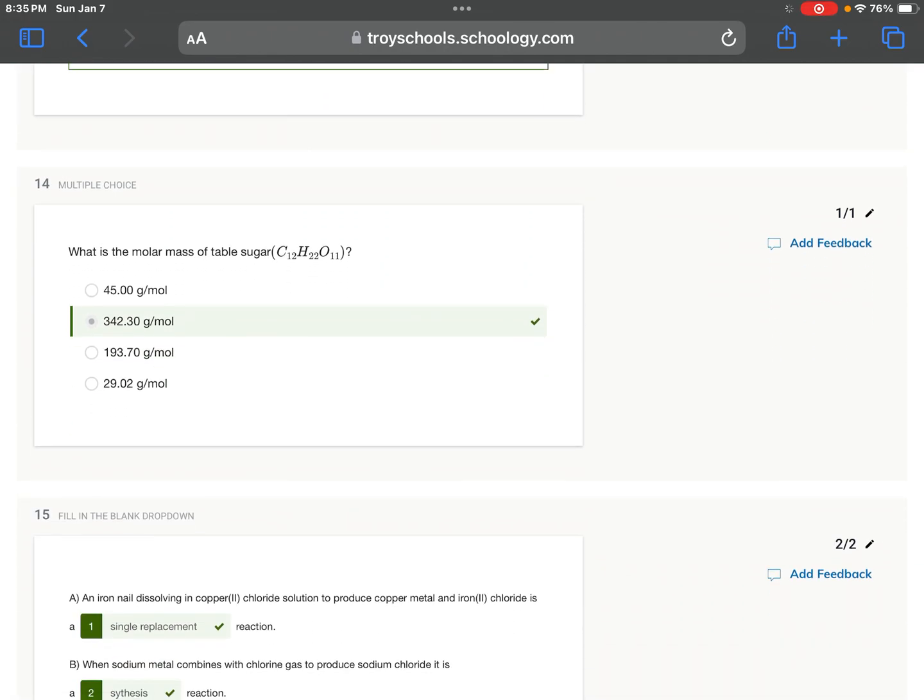The molar mass of table sugar, kind of a hefty molecule there, 12 carbons, 22 hydrogens, and 11 oxygens. You'd have to get the mass of carbon off the periodic table, 12.01, the mass of hydrogen, 1.01, the mass of oxygen, 16, and then multiply each of those values by their respective amounts, and you should get about 342.30 grams per mole. All you would need to solve for that one is your periodic table.